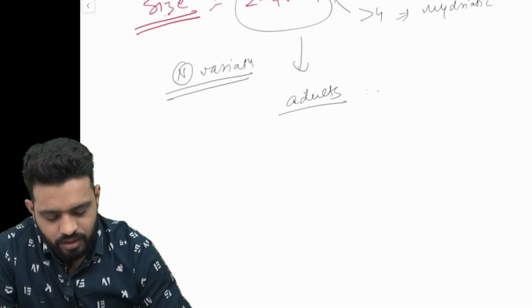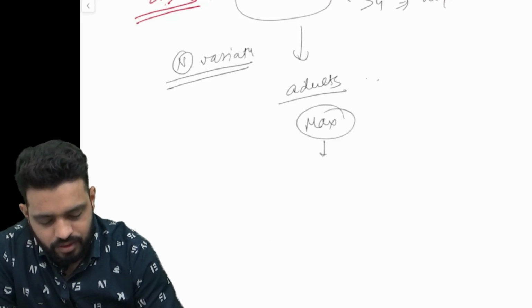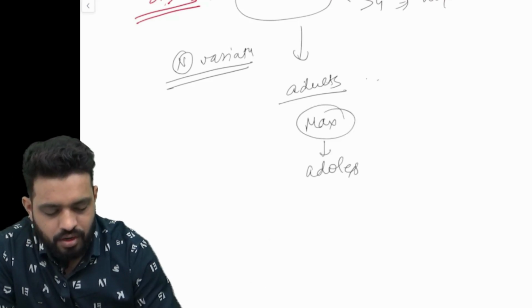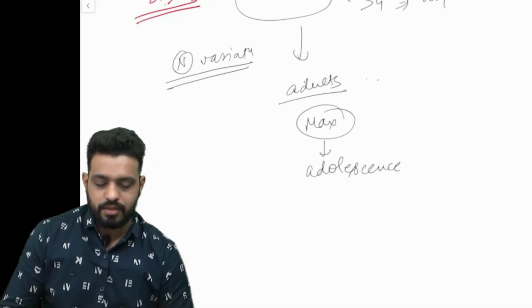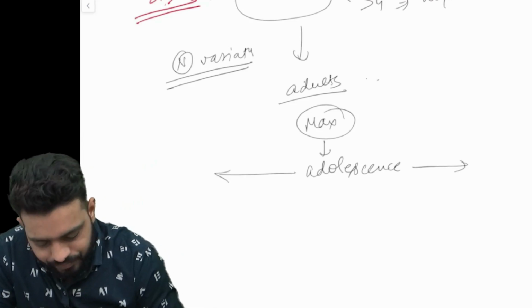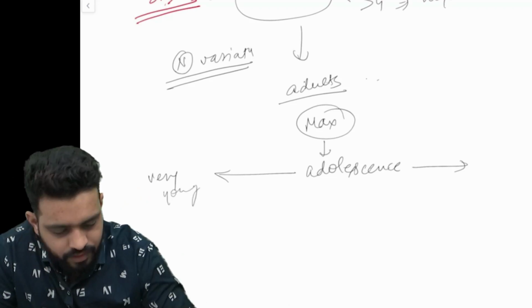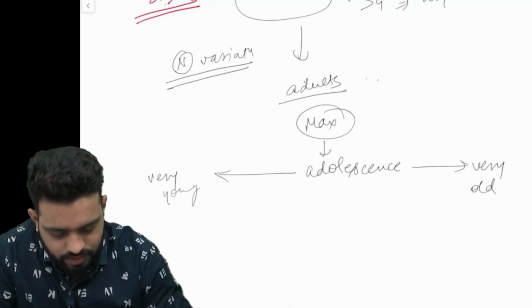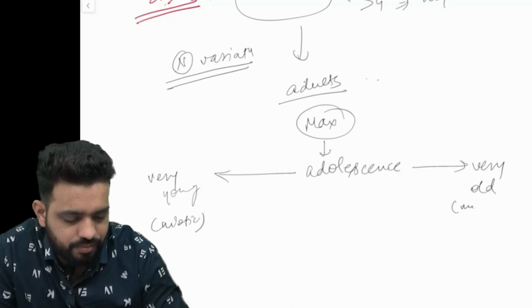Pupil size is maximum during adolescence, as you can correlate with increased sympathetic activity and hormonal changes. At either end of the spectrum, that is in very young age and in very old age, the pupils are miotic, very small in size.